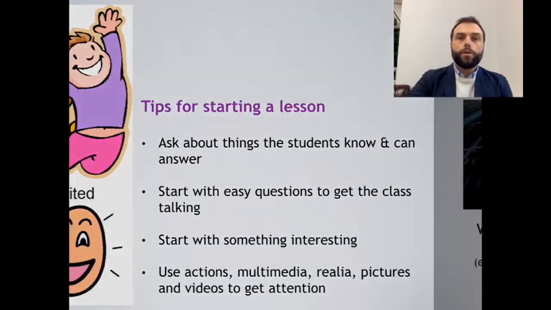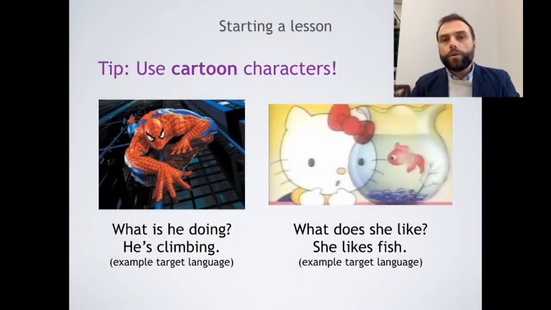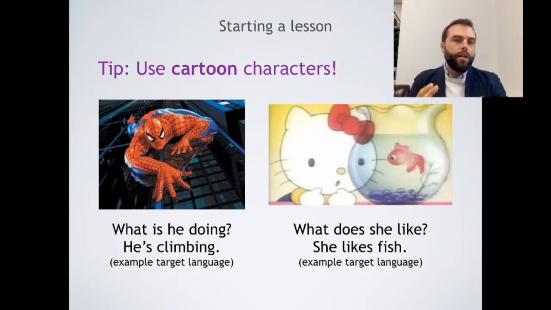Okay, let's look at some more tips then. Next tip, use cartoon characters. Obviously this is for young learners, but if you start a lesson and quickly show some cartoon characters, something that they like, straight away they're going to be interested, they're going to be excited to hear about what you have to say or the examples you're going to be giving. And you can use cartoon characters to kind of secretly introduce some of the language of the lesson.